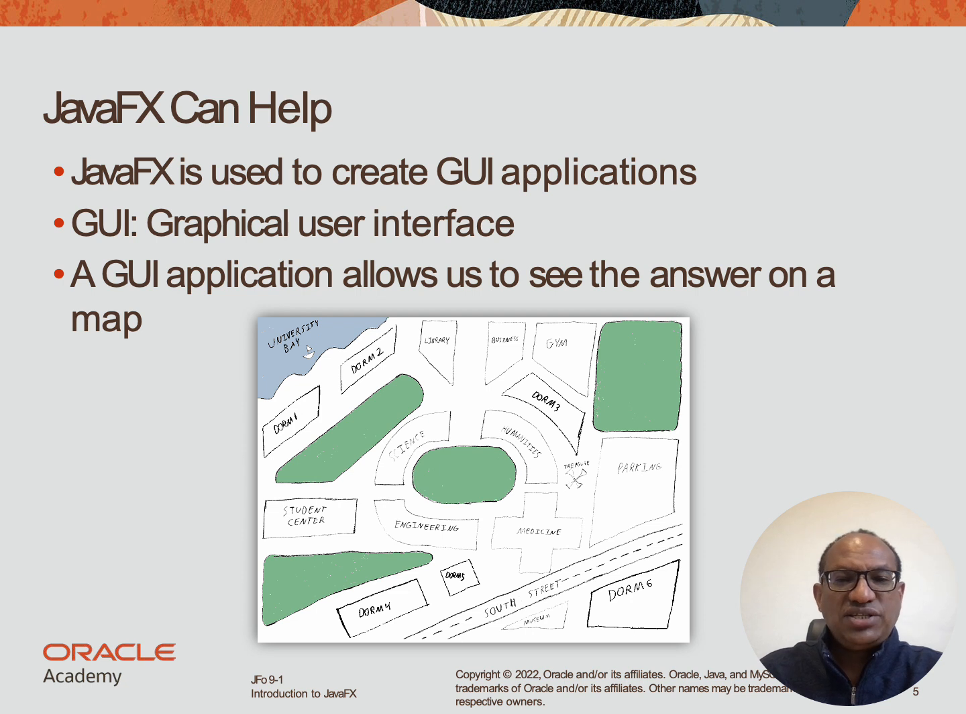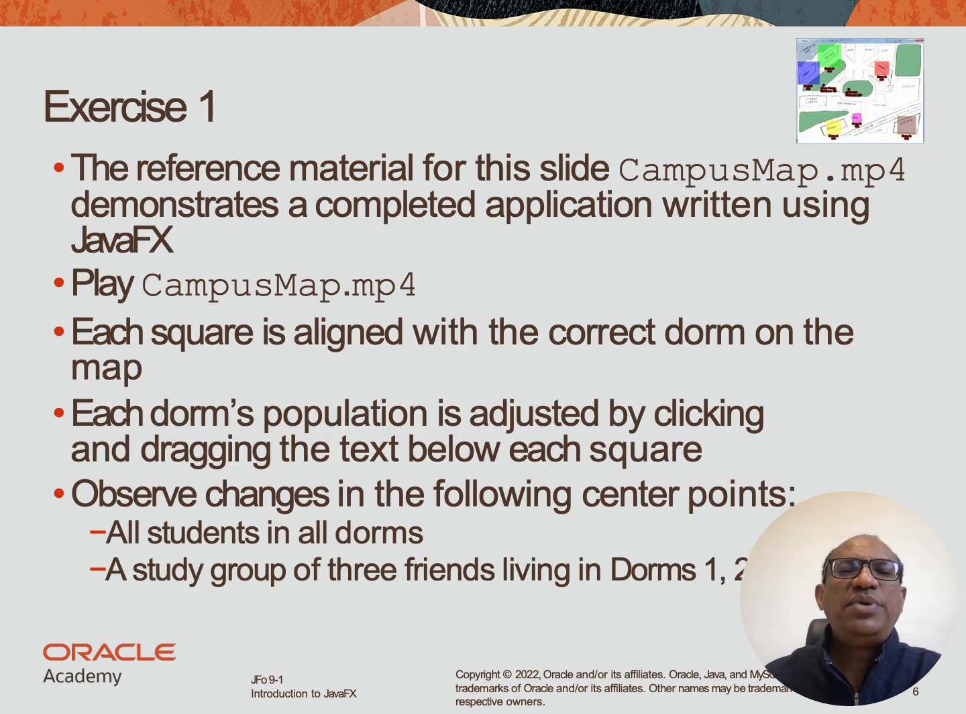That's where JavaFX shines, creating applications with windows, buttons, and graphics. In this section, you will eventually build a program that maps out dorms and shows where to meet by dragging values and seeing the center update live. You'll see how it works in the sample video file, campusmap.mp4. Watch how each dorm is displayed as a square. You can click and drag values below each dorm to adjust populations. The central point updates based on your input. In exercise 1, open campusmap.mp4 and observe its contents.